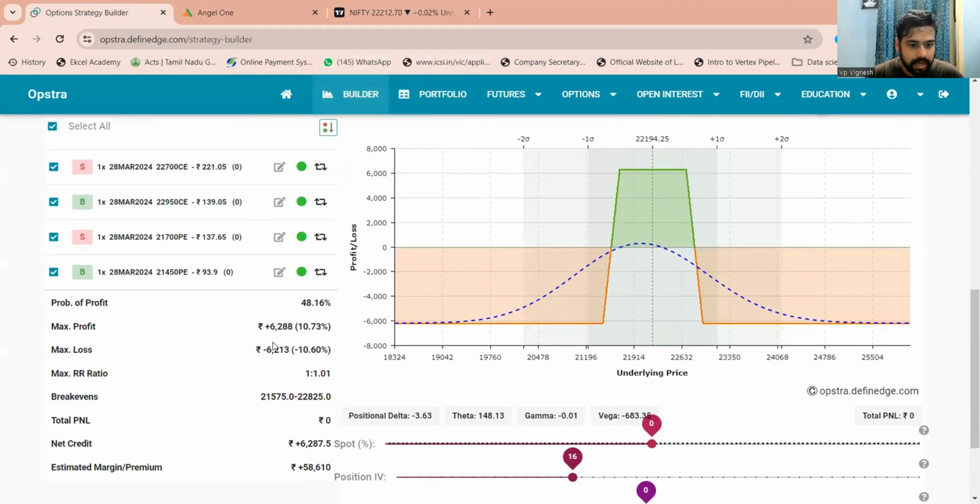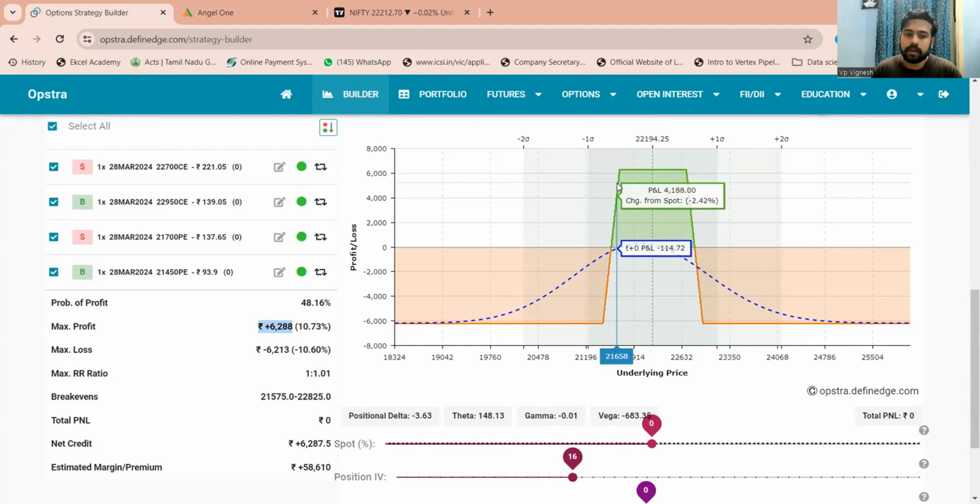And you can see the max profit and max loss, you can either get a total of 6,200, and even if it goes far out of the money, you can see your profit and losses are capped. So you're going to get a maximum loss of 6,200 and maximum profit you can get up to 6,288, and you have a good range as well. So this is how you can build an iron condor.